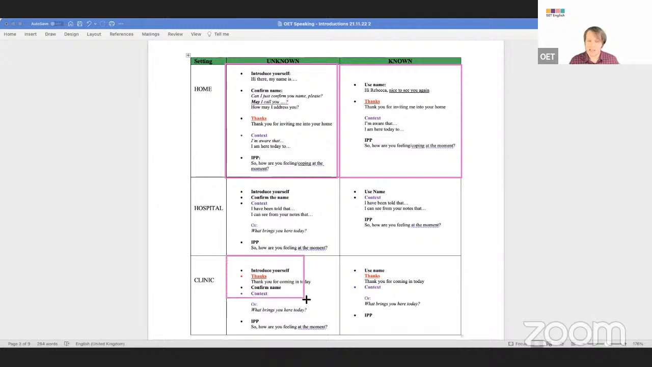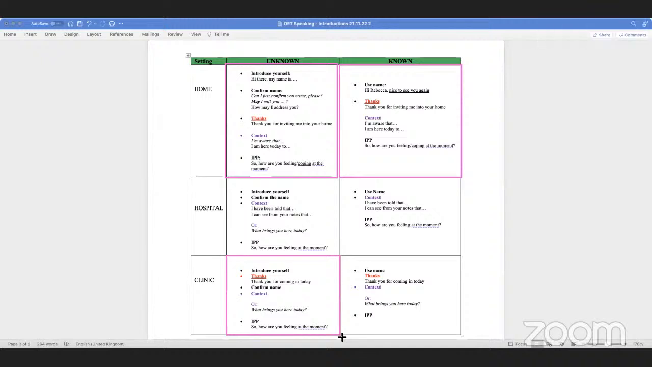Please, Hussein, I want a clinic known, unknown patient, and I am your patient. Hussein, ready? Yes, I'm ready. 3, 2, 1, go. Hello, I'm Dr. Hussein. Thank you for coming to our clinic today. Can I confirm your name, please? Yes, it's Alan Wenham. May I call you Alan? Yes, that's fine. Okay, what brings you to our clinic today? Yes, I've got a headache. So sorry to hear that.